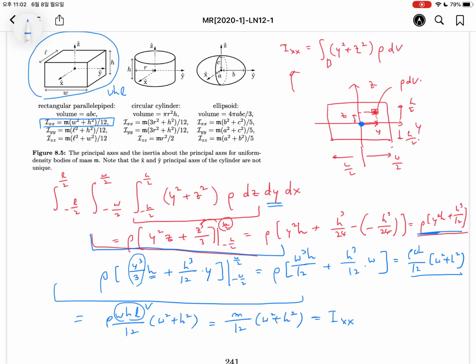Let's move to maybe the cylindrical and the ellipsoid, which will provide a different form of Ixx and so on. But if the shape is symmetric, I think Figure 8.5 provides the symmetric form of each axis. At that time, the Ixy will be 0. If you take an unsymmetric shape, then this part will appear.